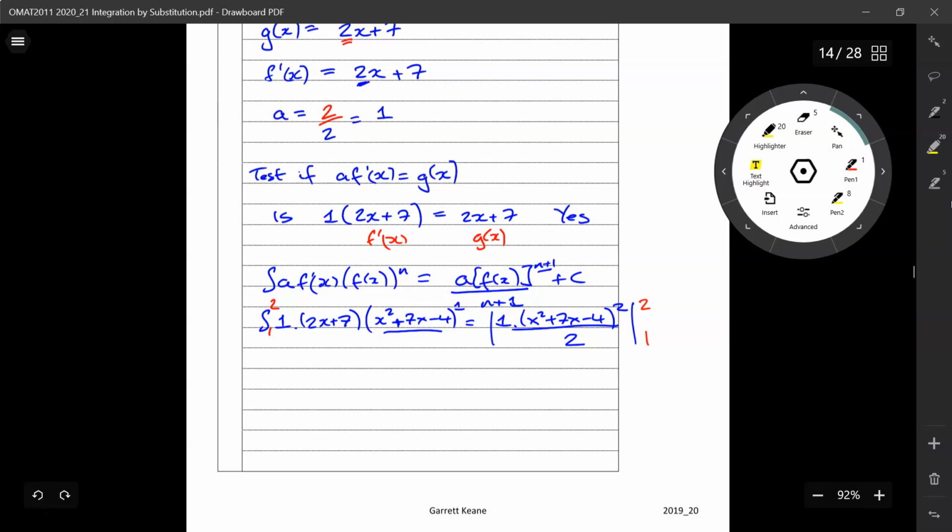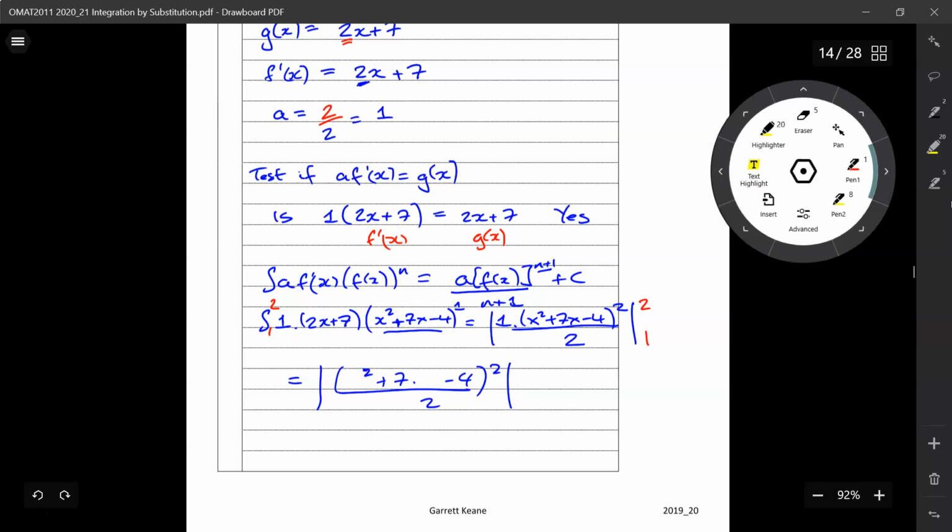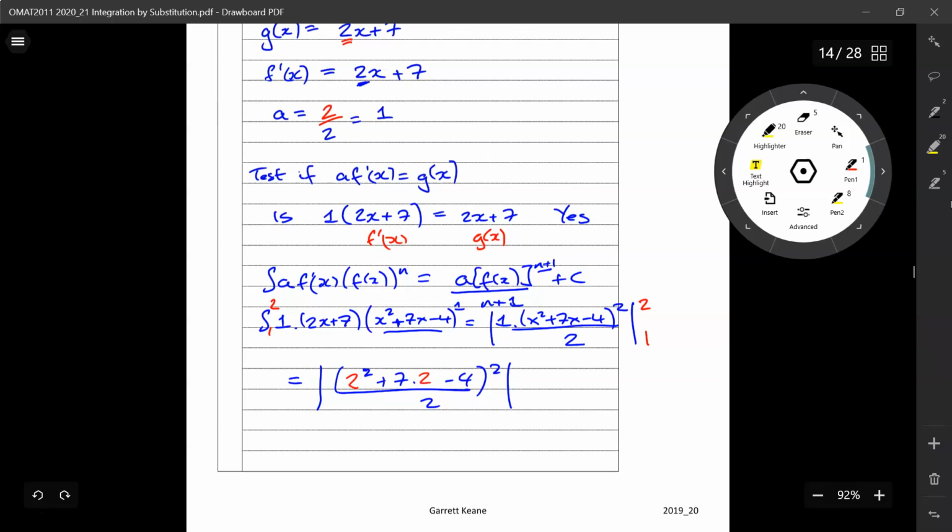So if I evaluate that, and I bring it out here, that is equal to x squared plus 7x minus 4. So that gives me 2 squared plus 7 times 2 minus 4, all to be squared over 2. What I have basically done here is I put in the upper limit here, and I put in the upper limit there.